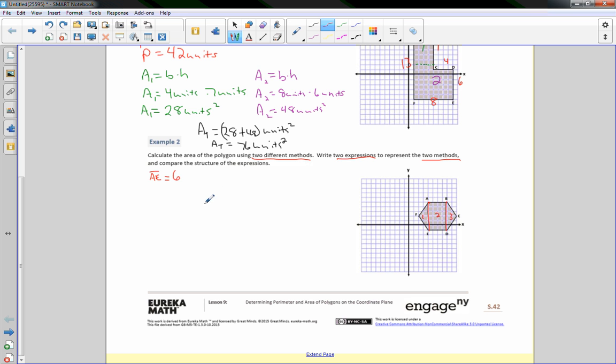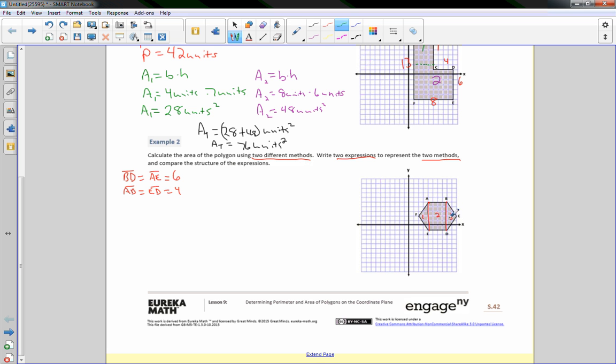So AE has a length of 6, and so does BD. So BD equals the length of AE, which is also 6. That's here. And AB equals ED, which equals 1, 2, 3, 4. So this is 4. All right.